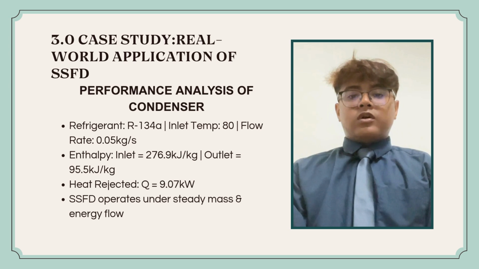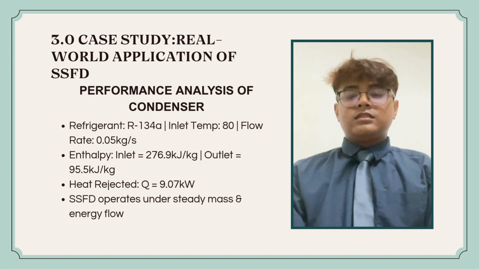Using the first law of thermodynamics for a steady flow system, we calculate the heat rejected as Q dot equals m dot multiplied by h in minus h out. m dot is 0.05, h in is 276.9, h out is 95.5. The answer is 9.07 kilowatts.